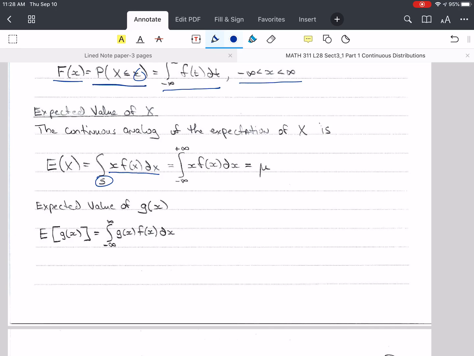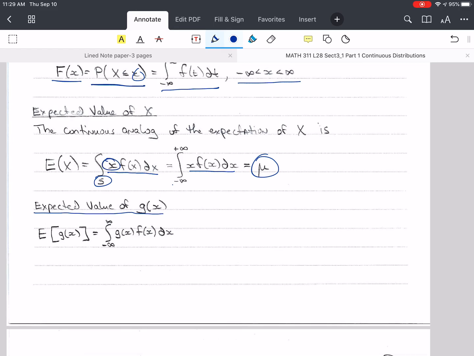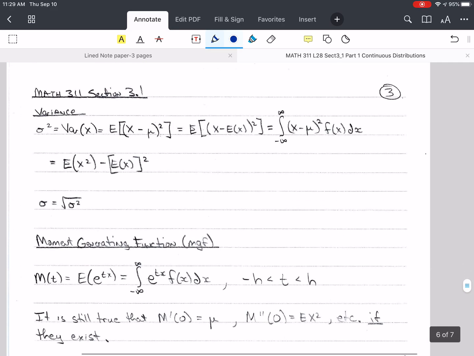So we can rewrite the space as negative infinity to positive infinity, and so the integral of x f of x dx is E of x. It's also mu. So as you should know from the discrete case, for the expected value of a function of x, instead of putting x here, we put the function g of x here. So it's still f of x dx. So whatever is here goes in the front here. Okay? Just like we did in the discrete case, except now again it's an integral.